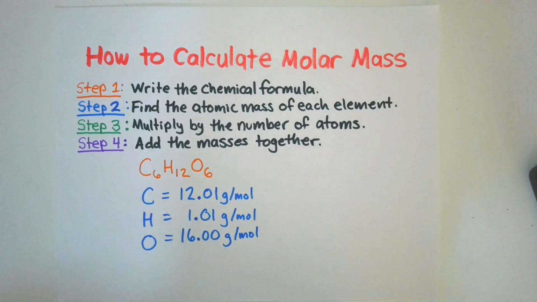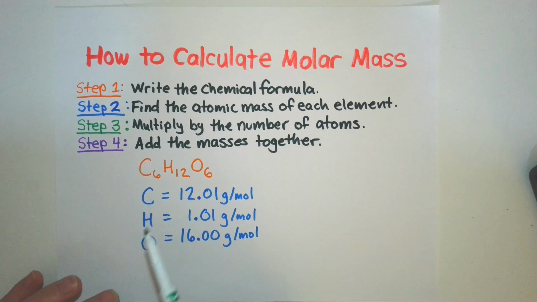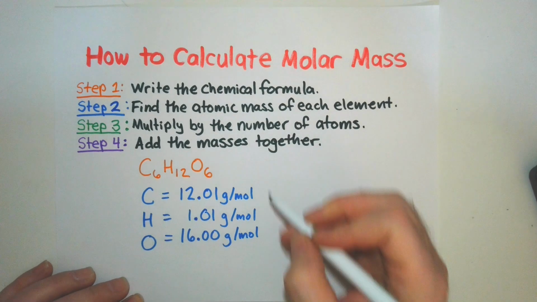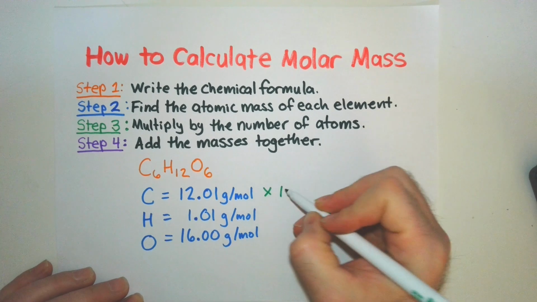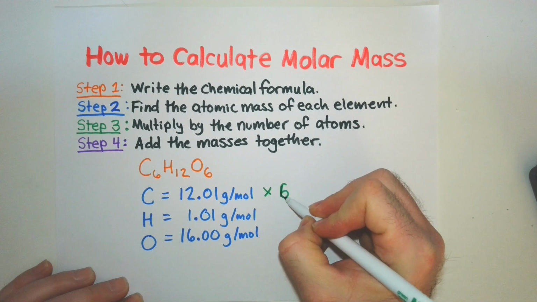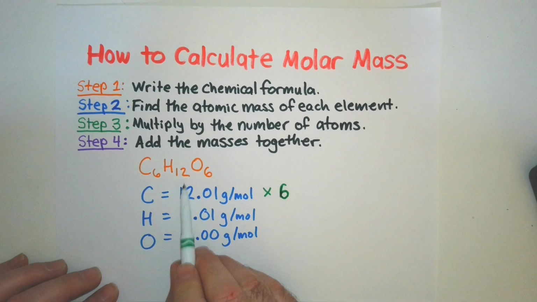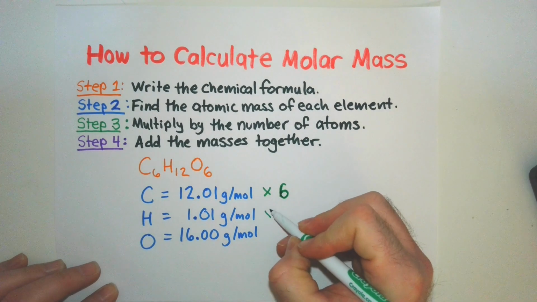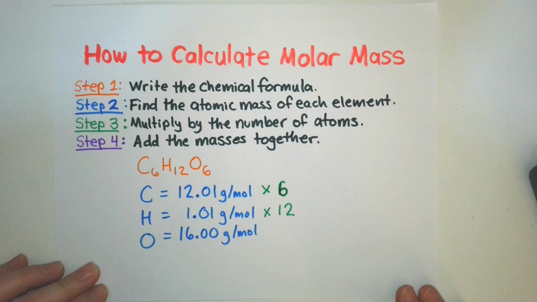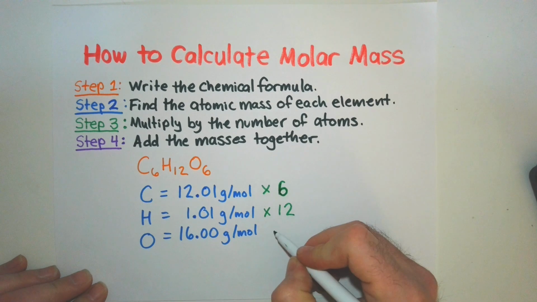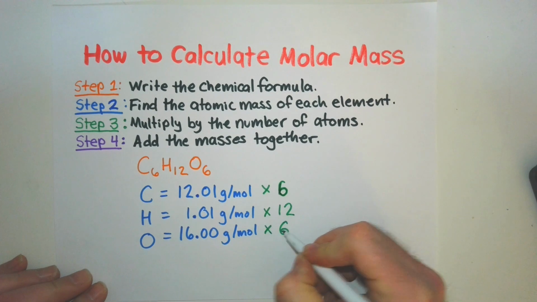All right, so we did that. And the next thing we need to accomplish is to multiply by the number of atoms in that chemical formula. Well, for our carbon, we see we have 6 carbons right there. So we're going to take this number and multiply it times 6. For hydrogen, we have 12, so we're going to multiply by 12. For oxygen, we have 6, so we're going to multiply times 6.